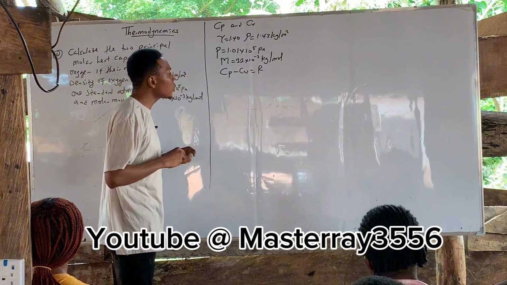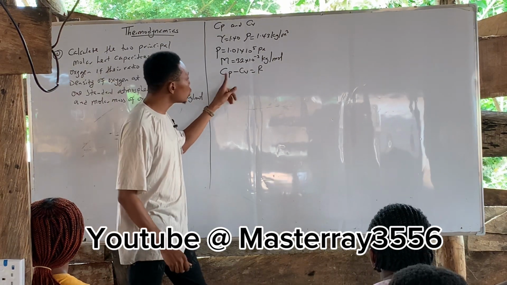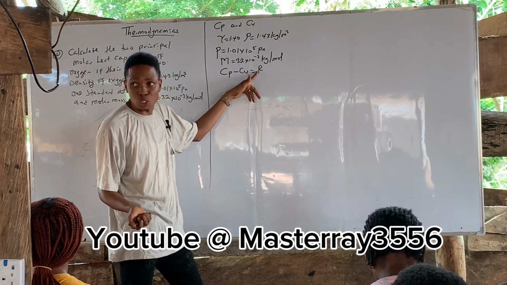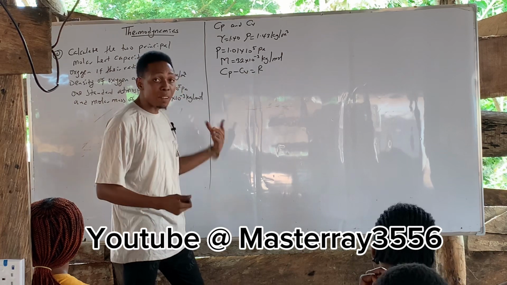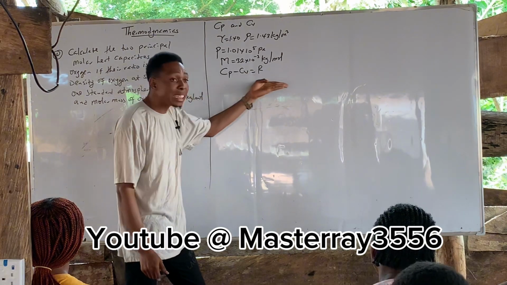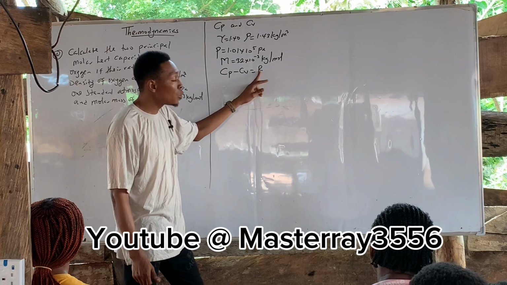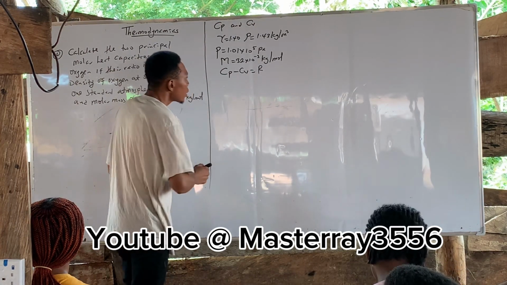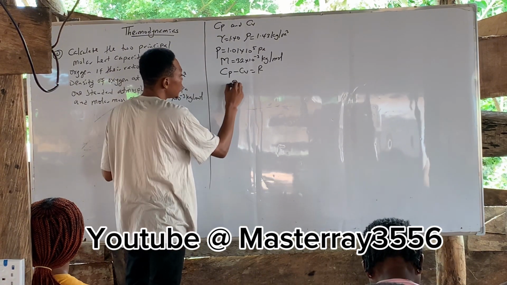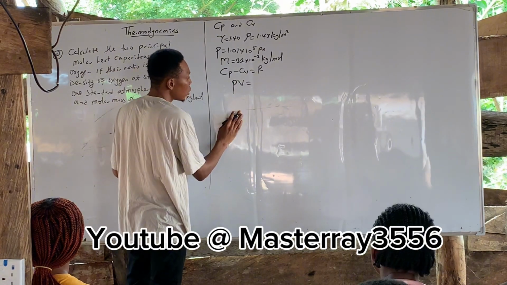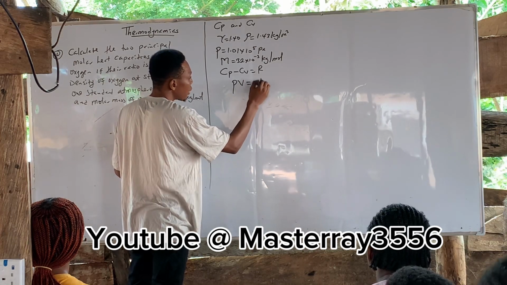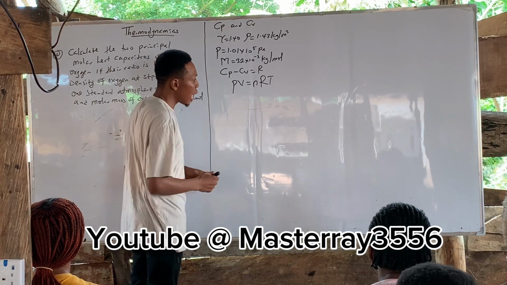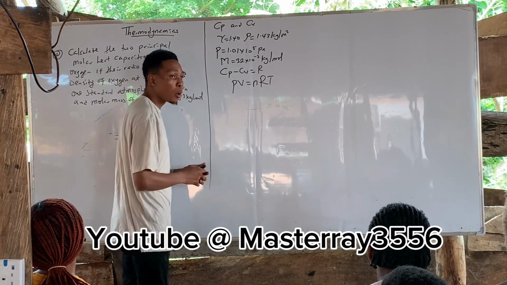Now, from Meyer's equation, we can't be looking for two things at the same time. Moreover, we don't even have our ideal gas constant, right? That means we can't look for three things at the same time. We have to look for the ideal gas constant. And to look for it, you can use the general gas law, PV equals nRT. This is the ideal gas equation, right? So we can get our R from here, is it not?